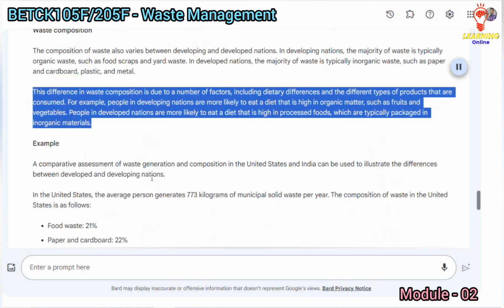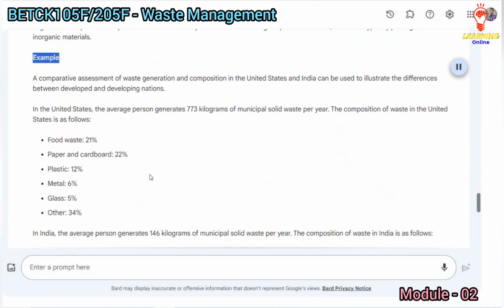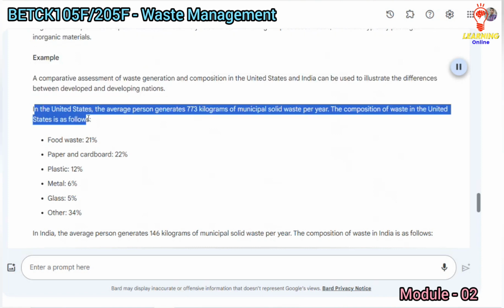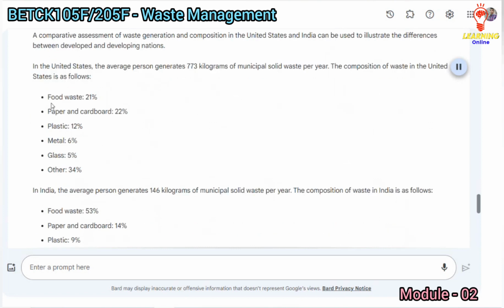People in developed nations are more likely to eat a diet that is high in processed foods, which are typically packaged in inorganic materials. Example: a comparative assessment of waste generation and composition in the United States and India can be used to illustrate the differences between developed and developing nations. In the United States, the average person generates 773 kilograms of municipal solid waste per year. The composition of waste in the United States is as follows: food waste, 21%. Paper and cardboard, 22%. Plastic, 12%. Metal, 6%. Glass, 5%. Other, 34%.